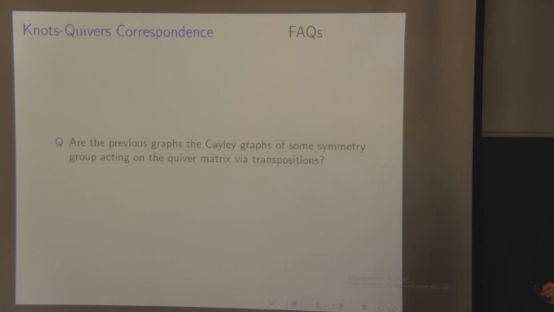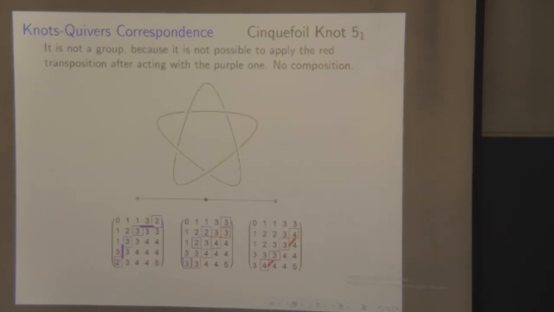Because we're just transposing entries, so it certainly feels like it should be a group. So there's a symmetry group. Well, it's not so straightforward, because you see there is an edge between these two quivers, but after you apply the purple transposition, because of the theorem that you need to satisfy certain constraints, you spoil them for the other quiver. So unfortunately, you cannot compose the purple and red transposition.